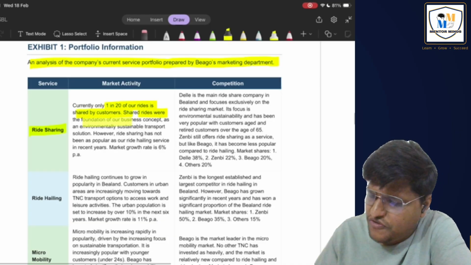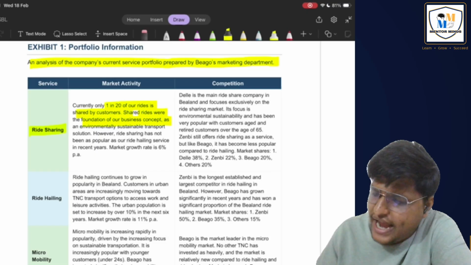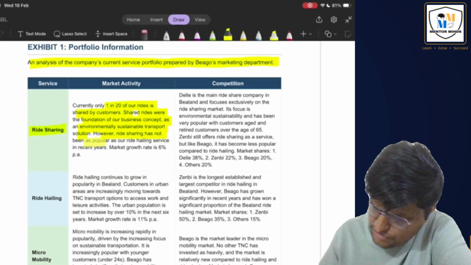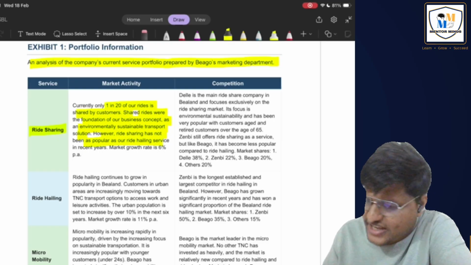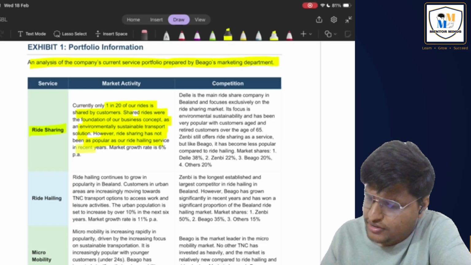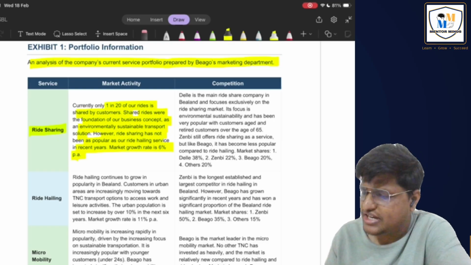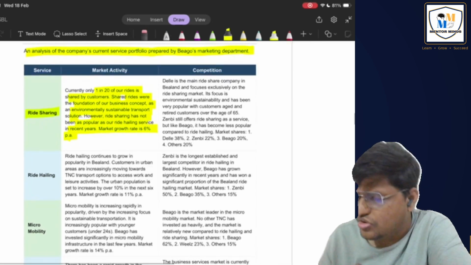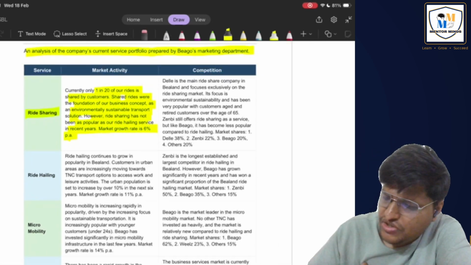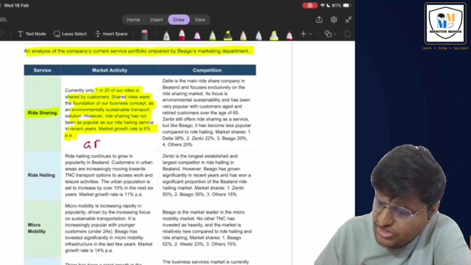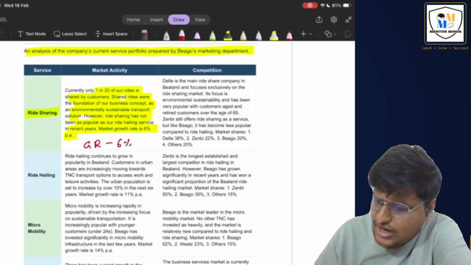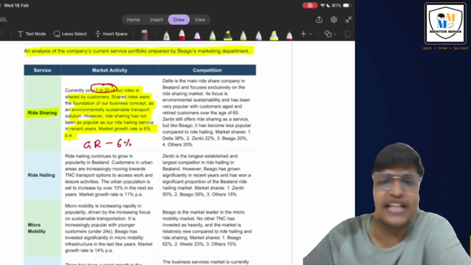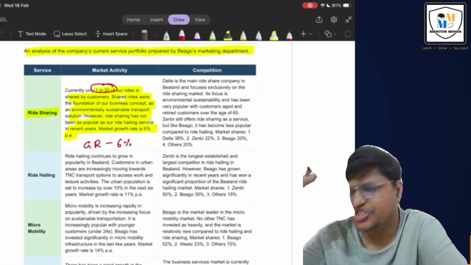Shared rides were the foundation of our business as an environmentally sustainable transport solution. However, ride sharing has not been as popular as ride hailing. Market growth rate is 6% per annum. So, growth rate is how much, guys? 6%. And only one in 20, as you already discussed, is our ride sharing.